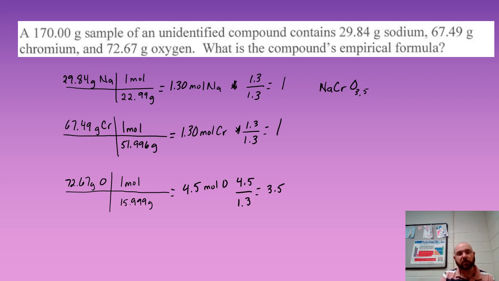So again, we're trying to get to the lowest whole number ratio. So if I ever end up with decimals in these problems that aren't very close to a whole number, that can be rounded to a whole number, something like 0.5 here, I will need to multiply everything by some number that will give me a whole number. I can multiply 3.5 by 2 to give me a whole number, and so therefore I will multiply everything by 2 to give me whole numbers. And so the empirical formula for NaCrO 3.5 is actually Na2Cr2O7.